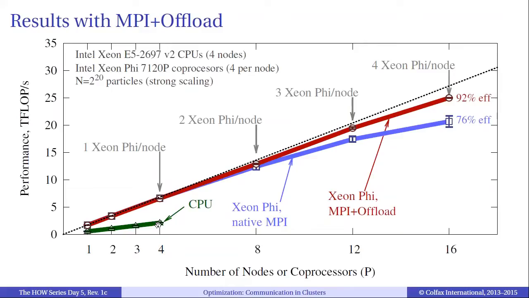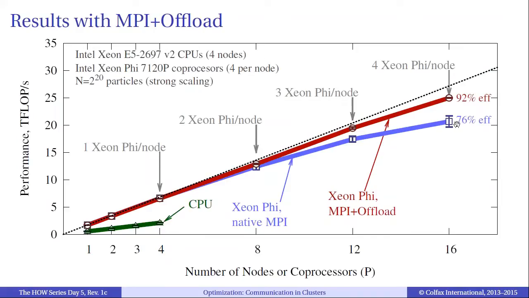And I'm using the same exact code. Literally, the same exact code down to a single line. The same code on the CPU and on the Xeon Phi coprocessor. I'm just running it differently. Well, an order of magnitude difference is good, and 20 teraflops per second also sounds good. But if I compare it to the linear scaling, I find that I'm only 76% efficient.